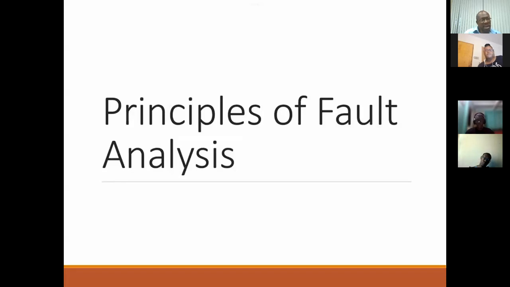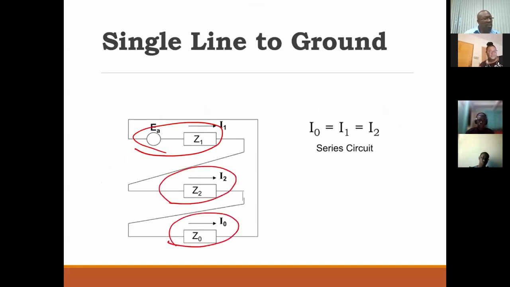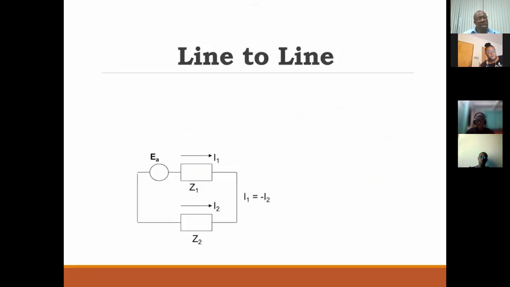Going now to the basic principles, some of it you have already seen, and I don't want to bore you too much, but we still need to talk about it. For a single line to ground fault, we have the equivalent networks in series. So you have your positive, your negative, and your zero in series, making I1 equal to I0 equal to I2. And for your double line to ground, we'll have the three networks in parallel, making the voltages equal: V1 equal to V2 equal to V0.